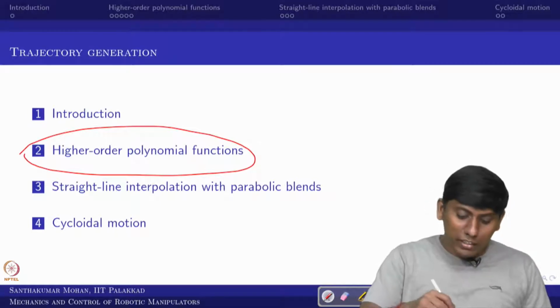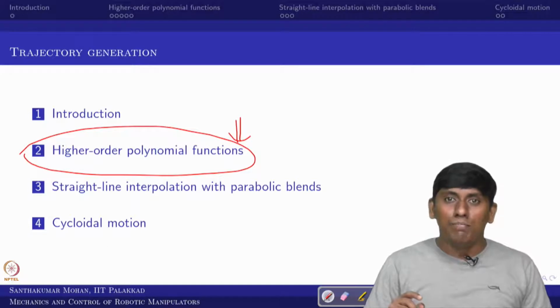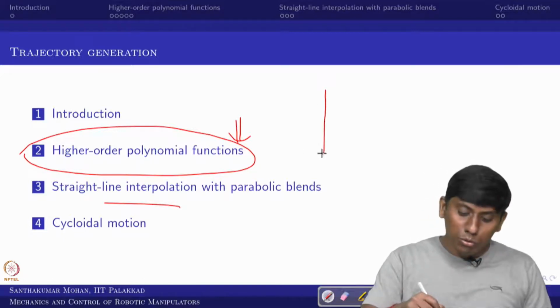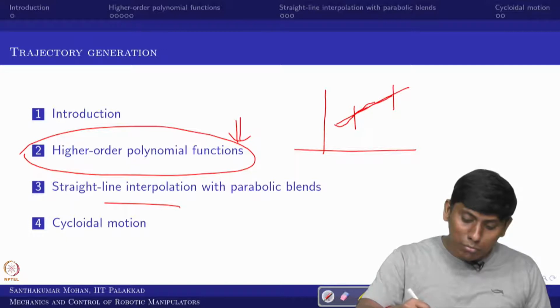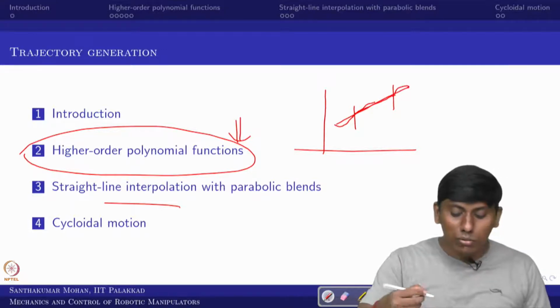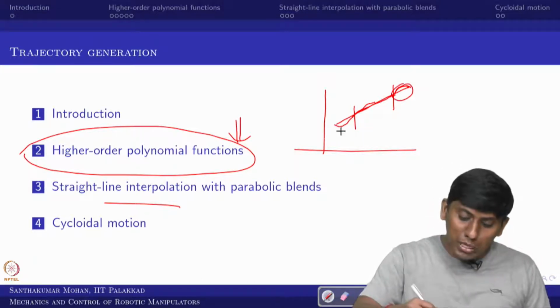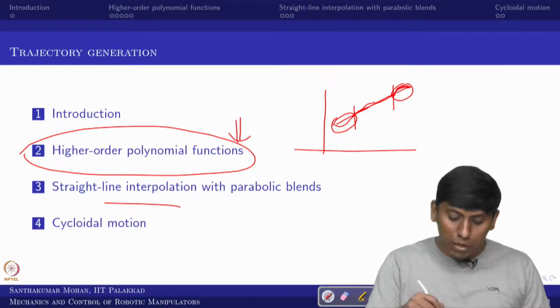We are going to restrict ourselves to only one polynomial, which is fifth order, and I will explain why. Then even the straight line interpolation can be modified with some kind of parabolic blend. You have a straight line, and I break it into certain parts and make it smooth and curved. These two segments would be parabolic, so that is what we are trying to do as a parabolic blend.